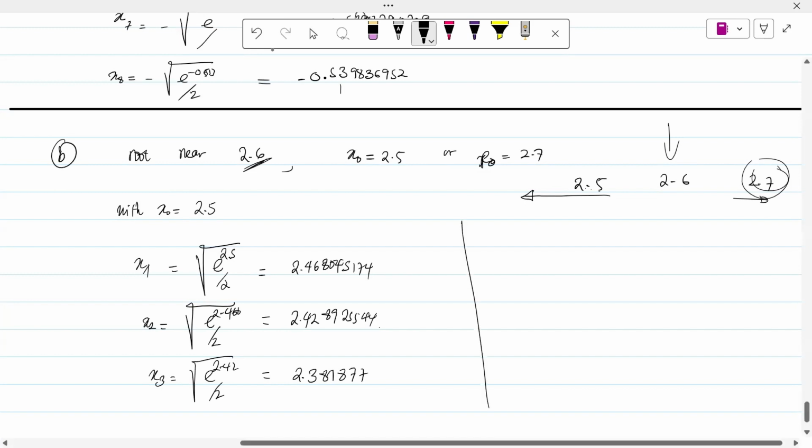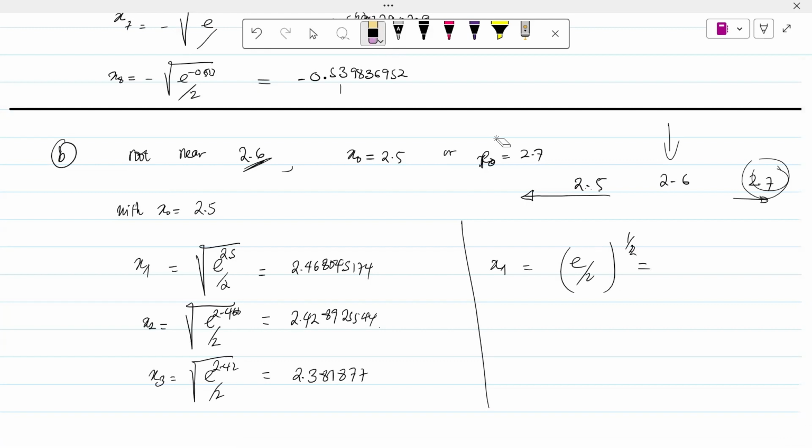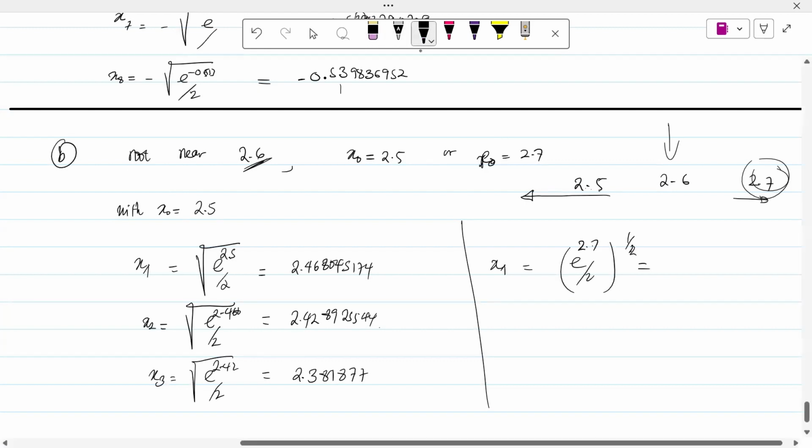So let's also try this side. Let's use 2.7. This value should be getting bigger and bigger and bigger. So this is x1, e to the power 2.7 over 2 in the square root. Okay, so what do you get? If you use 2.7 this side, you get something greater. We're using 2.7, right? Yes, 2.7. Okay. Divided by 2. 2.72, whatever, 7611 751.